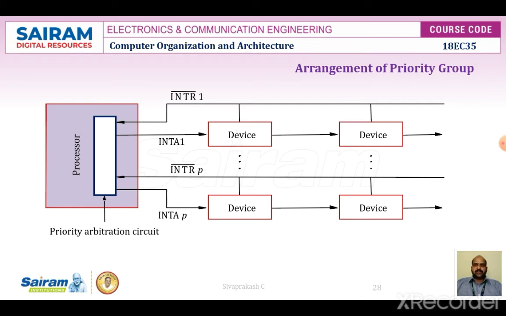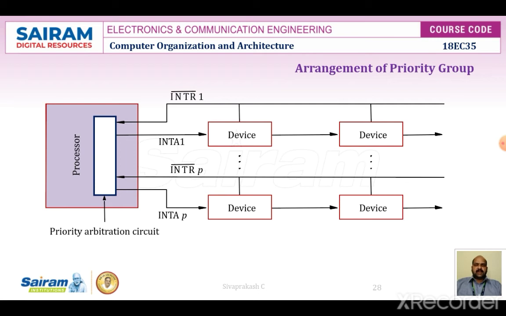An interrupt request from a higher priority device is accepted while the processor is executing the interrupt service routine of a lower priority device. A priority level is assigned to a processor that can change under program control. The priority level of a processor is the priority of the program that is currently being executed. When the processor starts executing the interrupt service routine of a device, its priority is raised to that of the device.